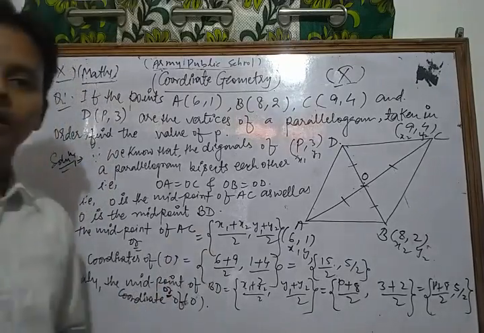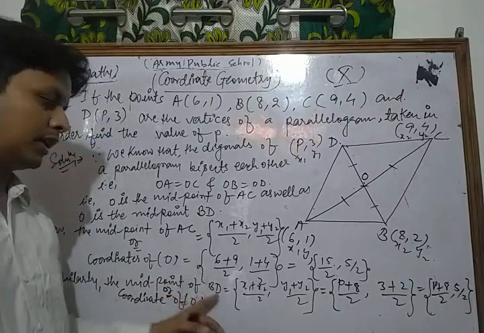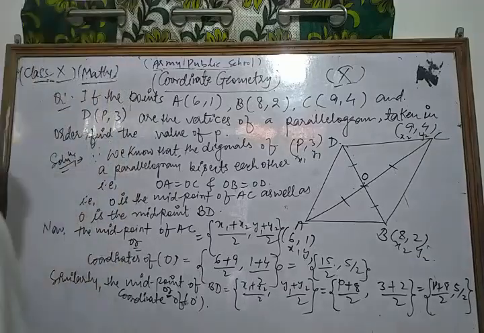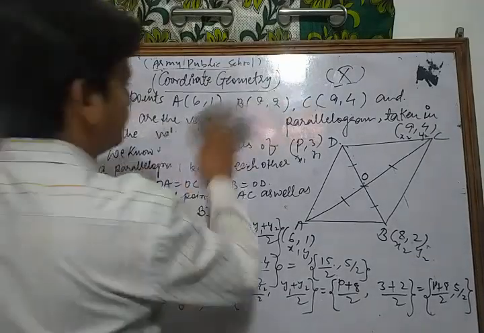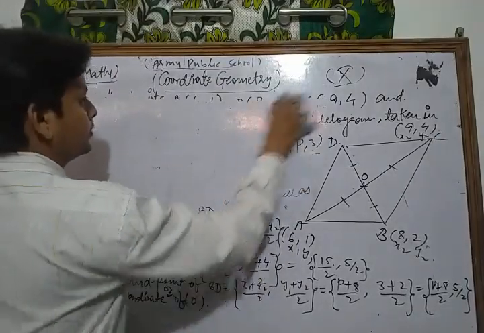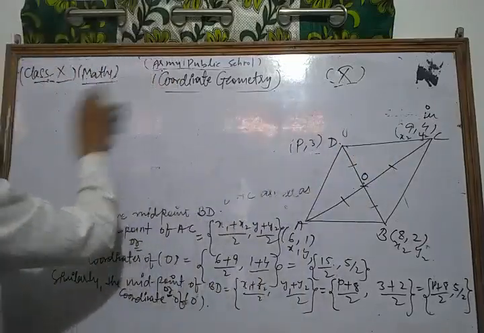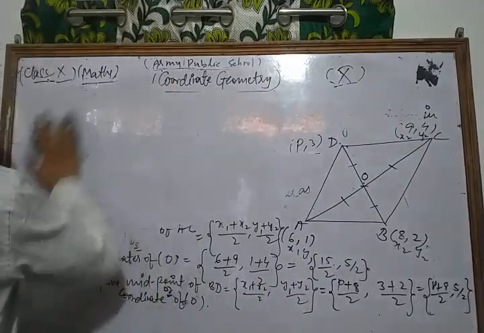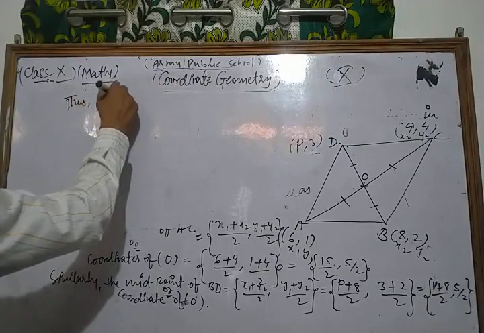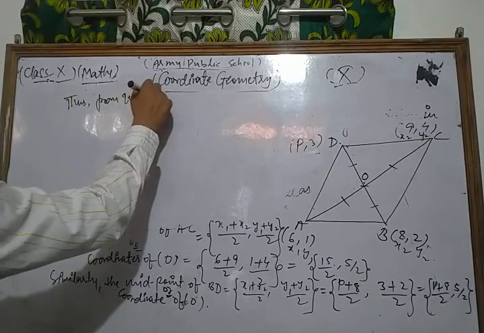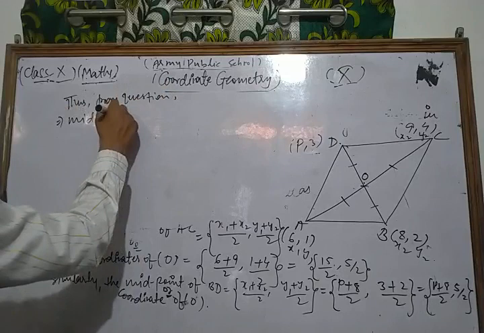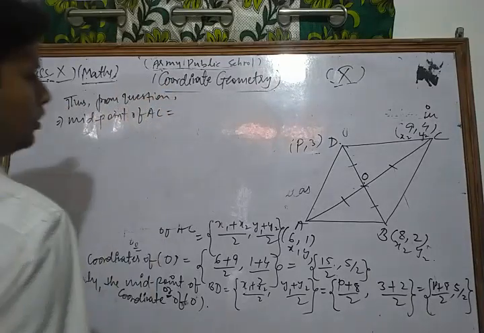Now dear students, both coincide, because this is the coordinate of O and this is also the coordinate of O. So thus, from the question, the midpoint of AC is equal to the midpoint of BD.